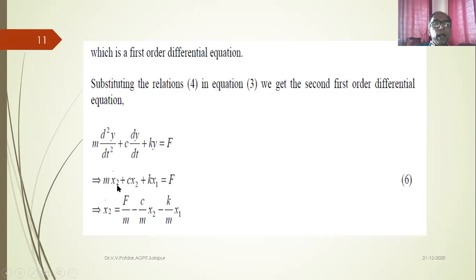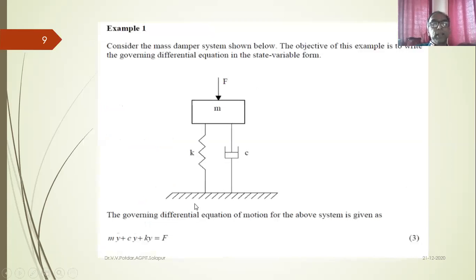Solving it for x2 dot now, I'll be taking the remaining terms on the right hand side. So f minus c x2 minus k x1. So m x2 dot will be equal to f minus c x2 minus k x1, and dividing all the terms by m, x2 dot will be equal to f divided by m minus c divided by m into x2 minus k divided by m into x1. So this is how I rearrange that equation.